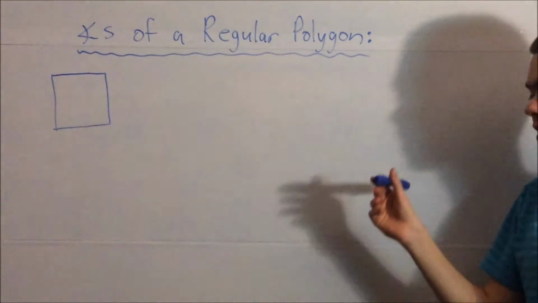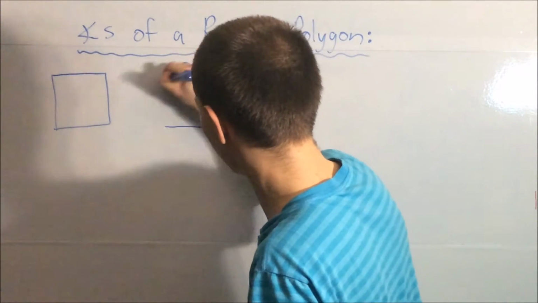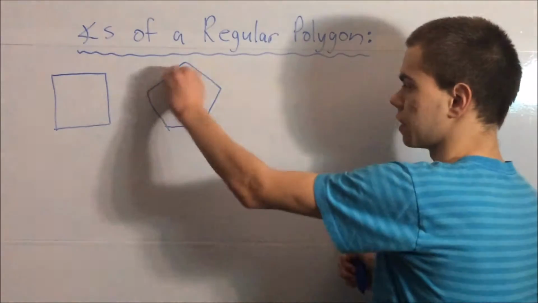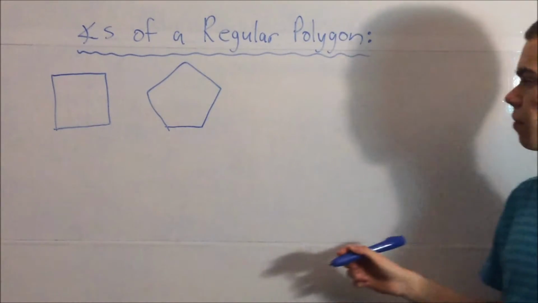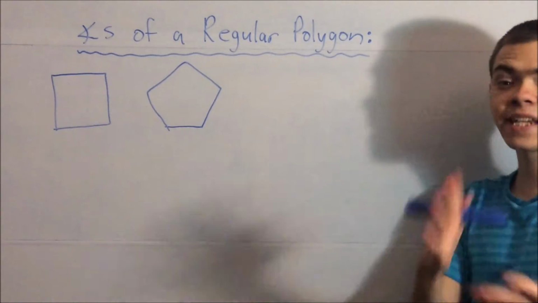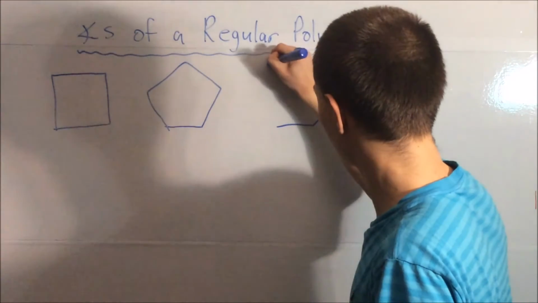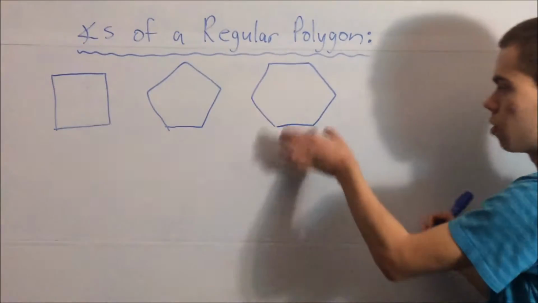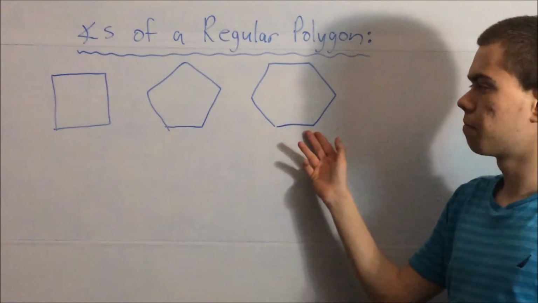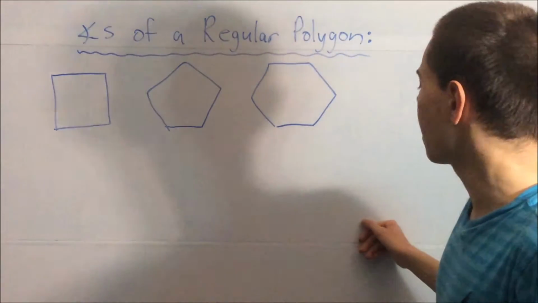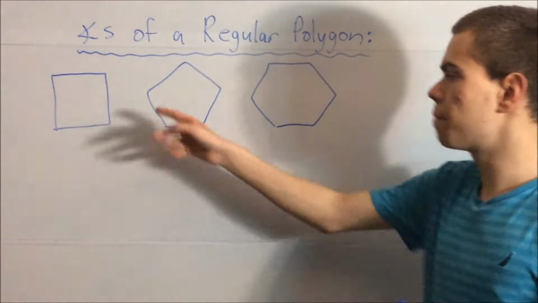Now, a five-sided regular polygon could look something like this. Right? Assuming all the sides have the same length and all the angles have the same measure, that would be a five-sided regular polygon. And we'll do one more. A six-sided regular polygon would look something like that, right? Assuming all the sides have the same length and all the angles have the same measure, this could be a six-sided regular polygon.